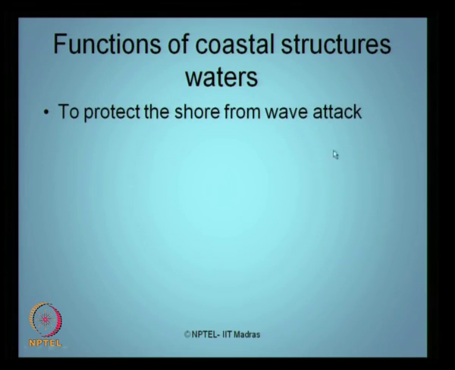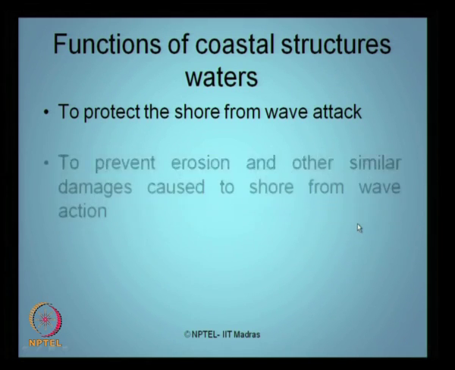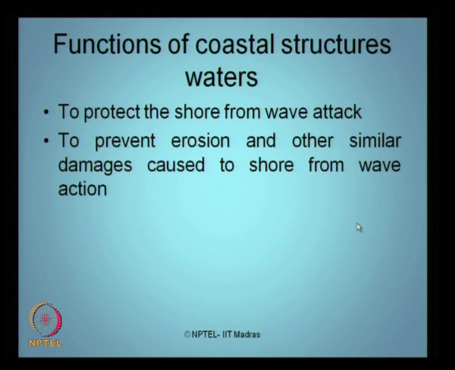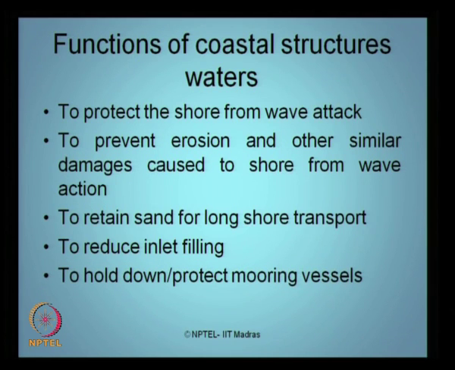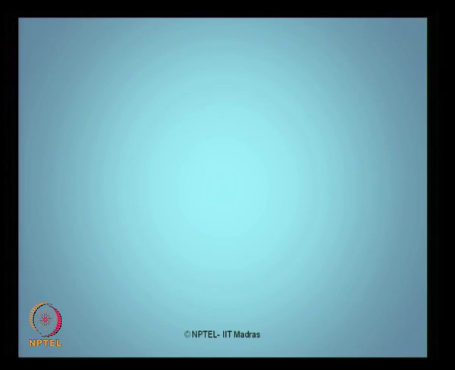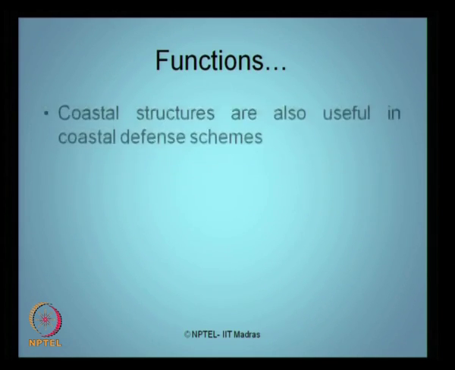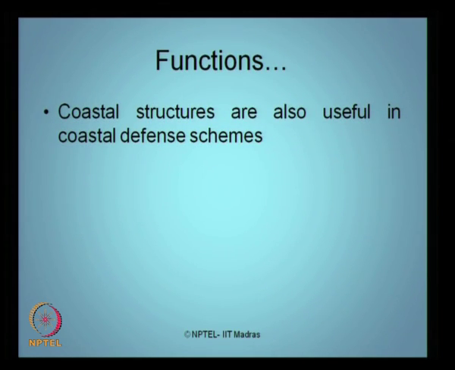To protect the shore from wave attack, to prevent erosion and other similar damages caused to the shore by wave action, to retain sand for longshore transport, to reduce inlet filling, to hold and protect mooring vessels in position. Further, coastal structures are also useful in coastal defense schemes.